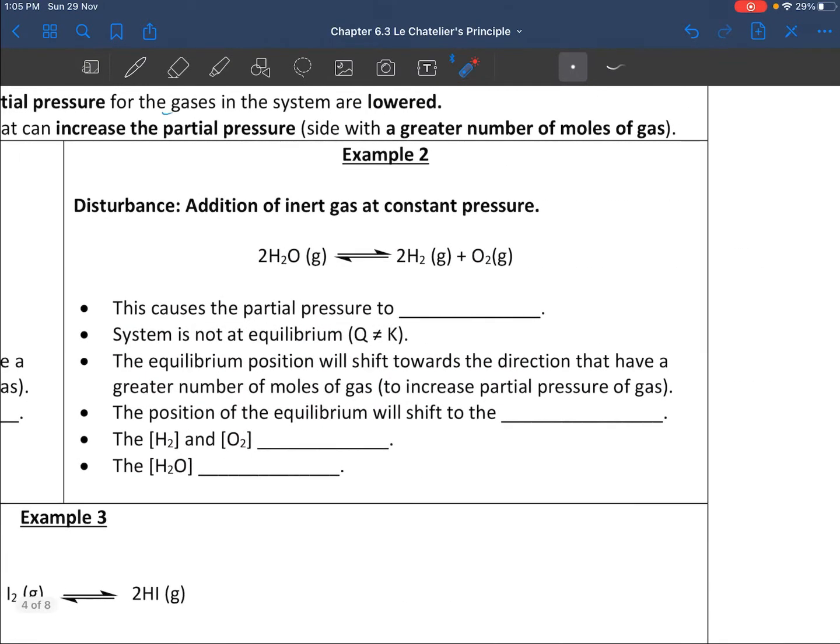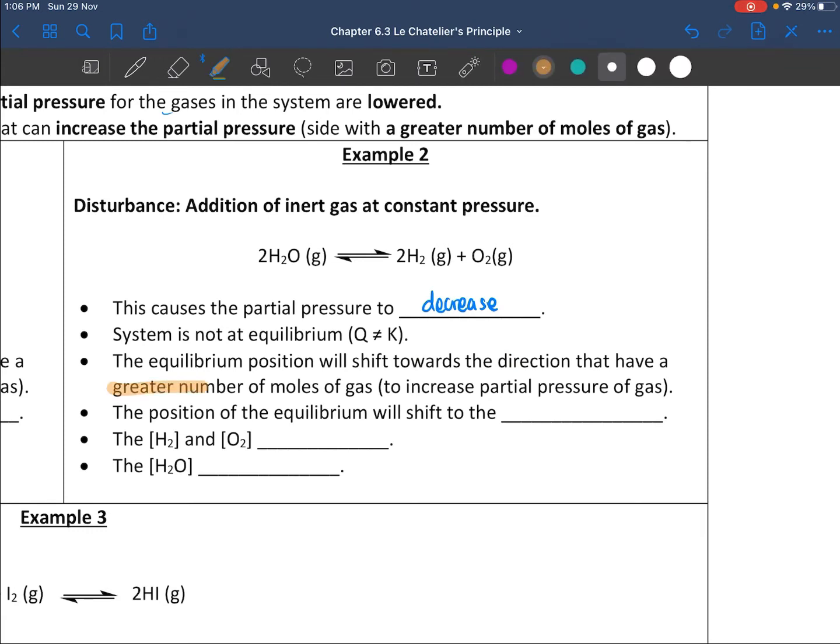Okay. So next, kita tengok lagi another example. Saya bagi example lain pula lah. Okay, menggunakan equation lain. So addition of inert gas at constant pressure, this causes the partial pressure to decrease. Sama juga. Walaupun equation lain, the effect is still the same. That means when we add inert gas at constant pressure, partial pressure of each gas tu akan berkurang. Okay, so the system is not at equilibrium, and the equilibrium position will shift toward the direction that has greater number of moles of gas.